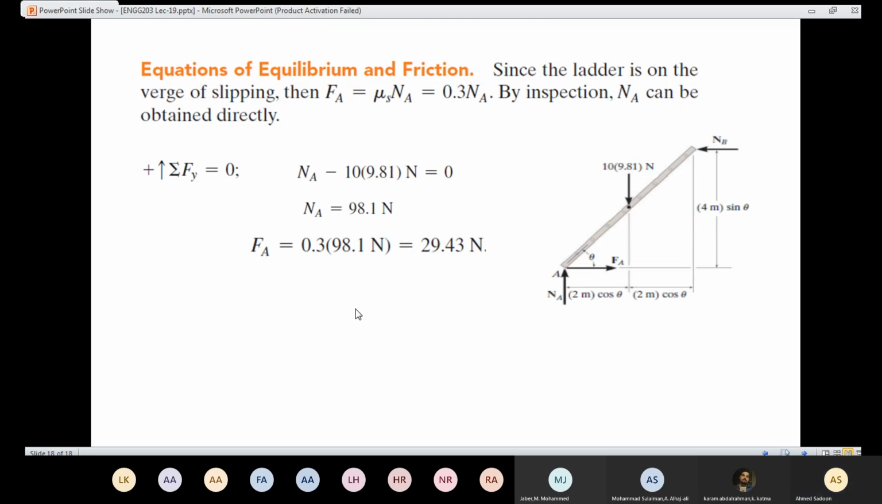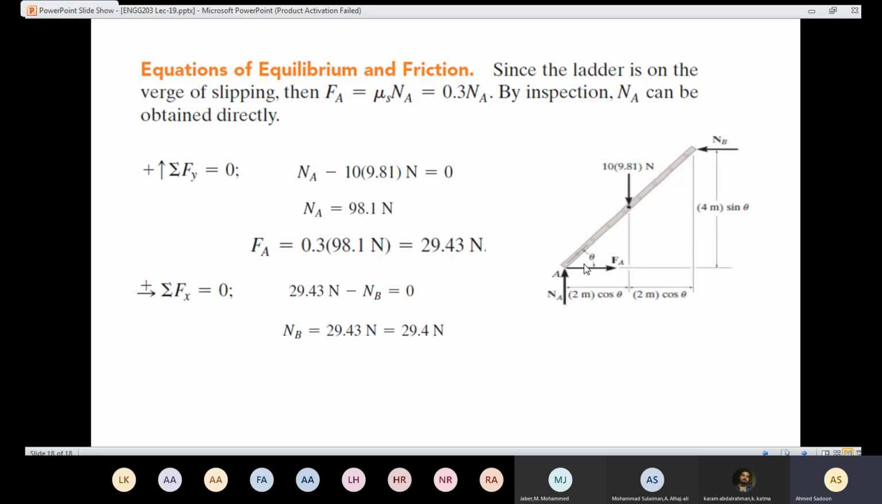Then I can determine the value of NB by applying the summation of the forces in x-axis should equal 0. This one is going to be positive, this one is going to be negative. We already know the value of Fa. It means that I can know the value of NB. NB came out to be the same as Fa.